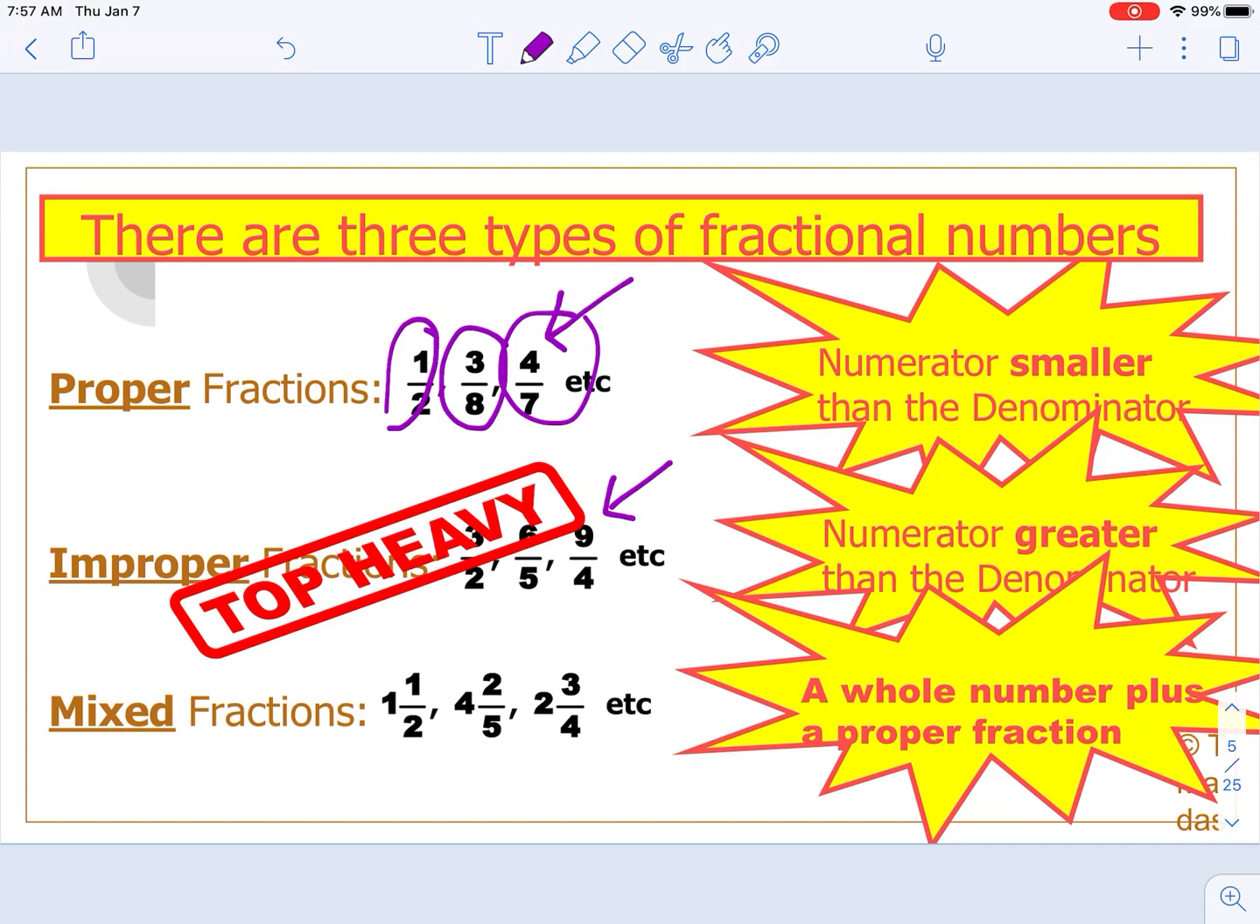So if you look at that example, 9/4, that 9 is bigger than the 4. It's top heavy, we might say. The top is too big for the bottom. So when we see a fraction like that, we usually turn it into a mixed number. Okay, and these are mixed fractions, mixed numbers, where you see a whole number and a fraction next to it. Okay, so hopefully that was a little bit of a review.